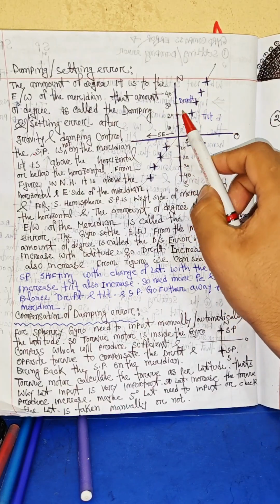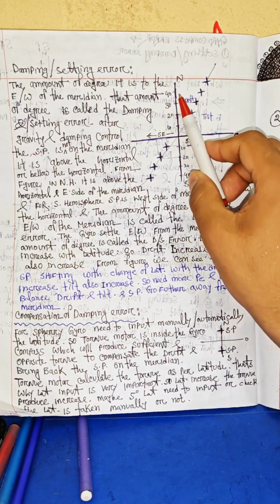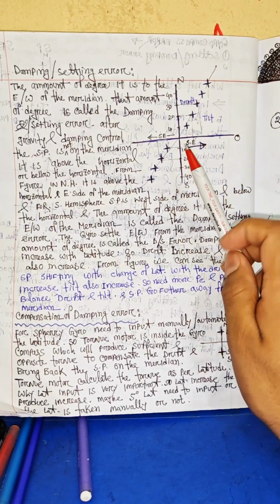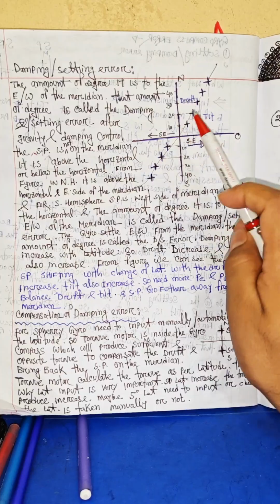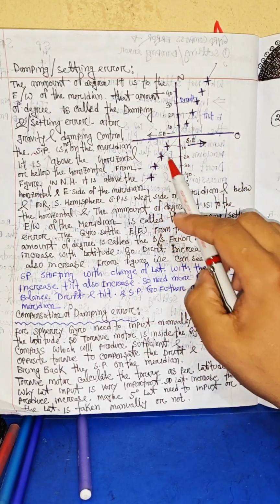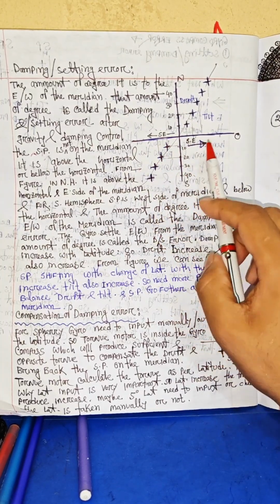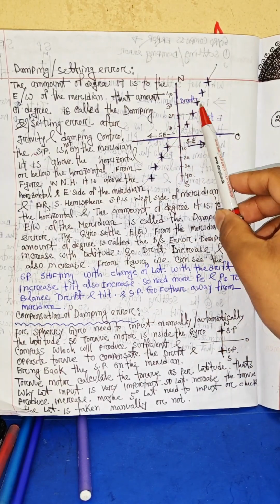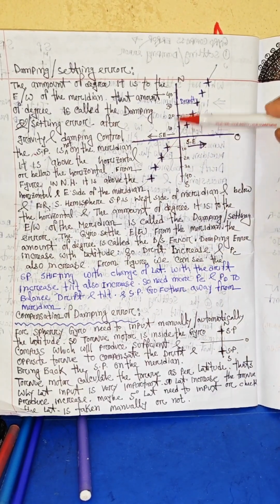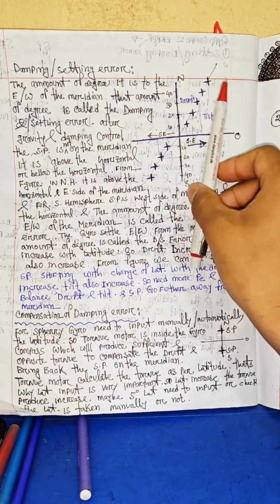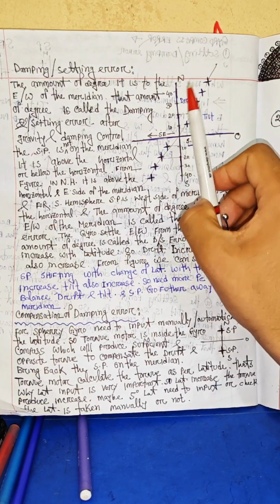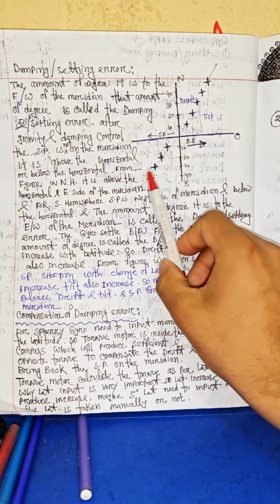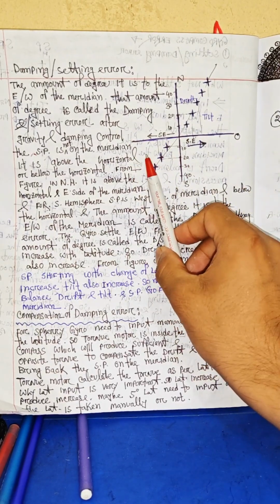So in the northern hemisphere the settling point will be in this quadrant, remember. And for the southern hemisphere the settling point will be in this quadrant, the southwest quadrant. This is the equator, this is the meridian. In the northern hemisphere it will be above the equator and east of the meridian, remember. And in the southern hemisphere it will be below the equator and west of the meridian.